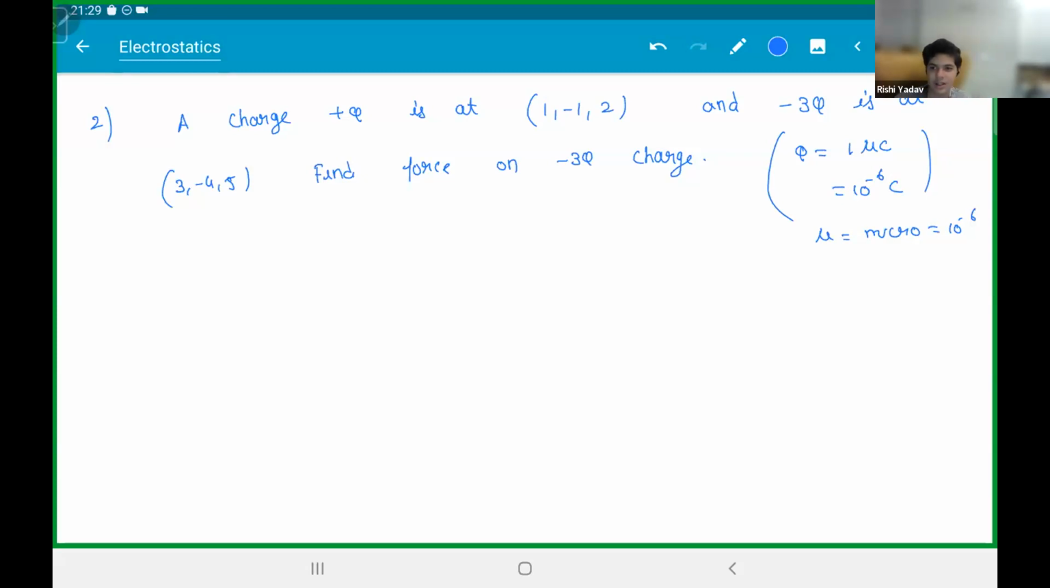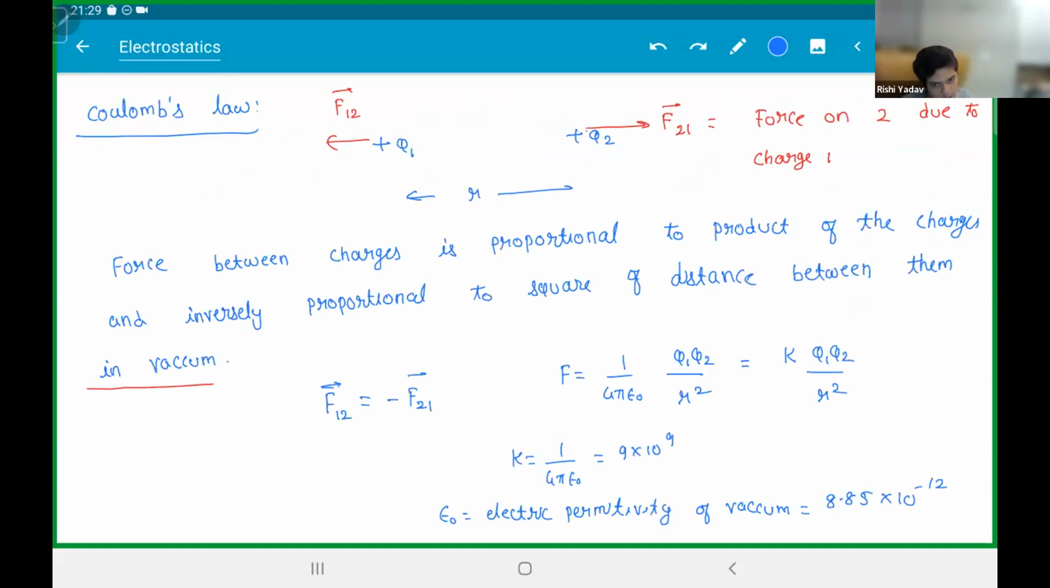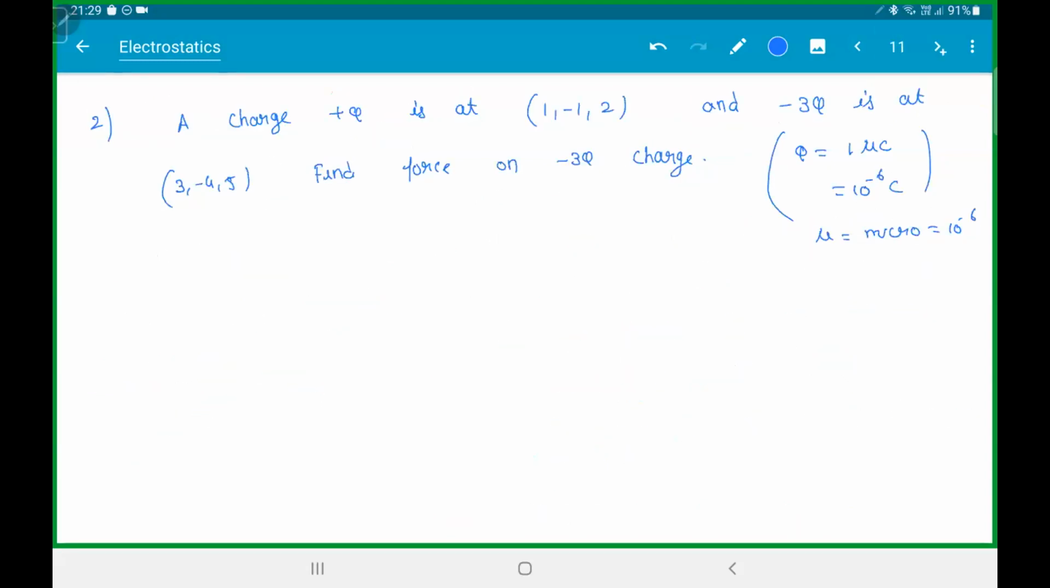Can you go to that slide where the value of K was? Yes. K is 9 into 10 power 9. Try. Everyone should give it a try. I'll give you a minute. Just give it a try.